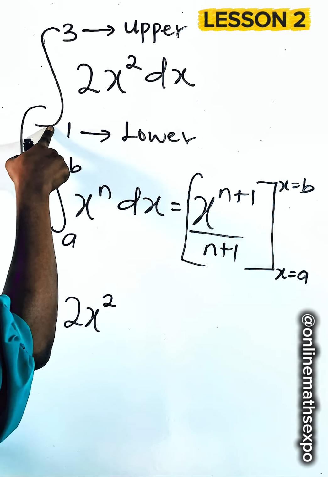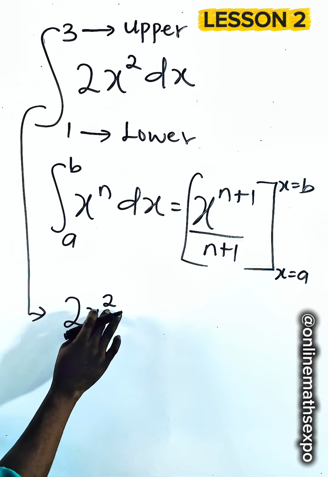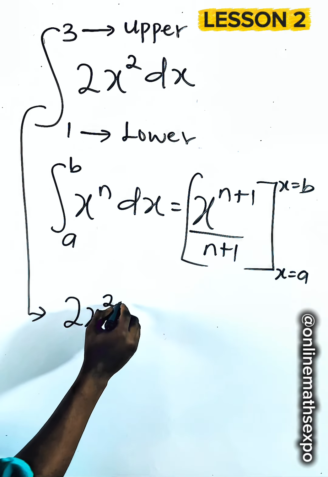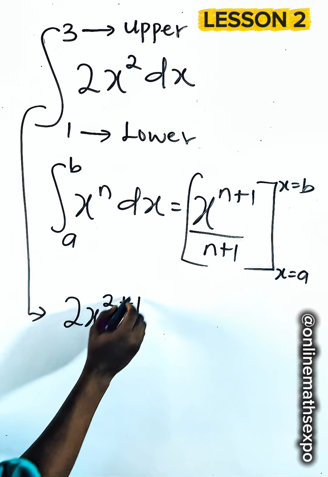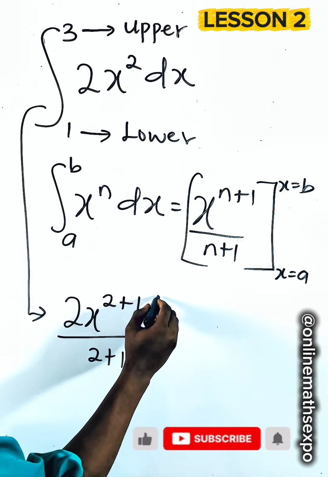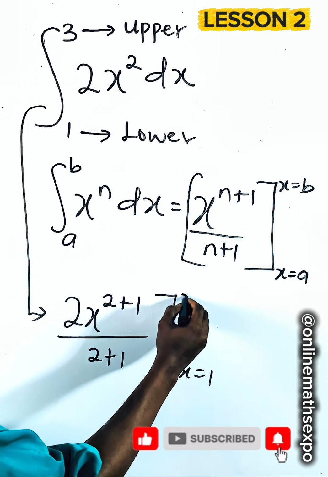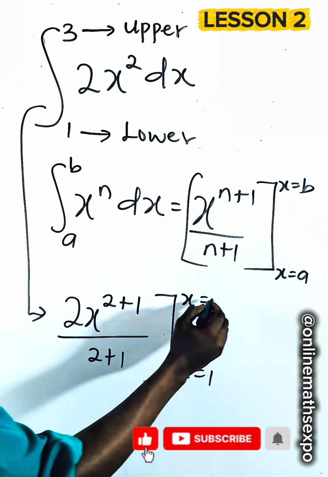Remember, when you start integrating, you remove the integral sign. So this is 2x squared. Increase the power by 1. Use this power to divide, so you have 2 plus 1. Now what do we do? Put in the limit from x equals 1 to x equals 3.